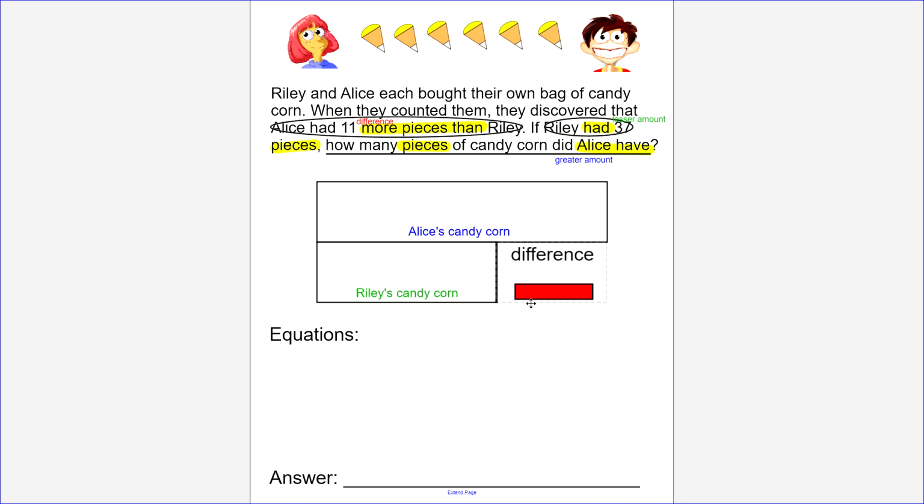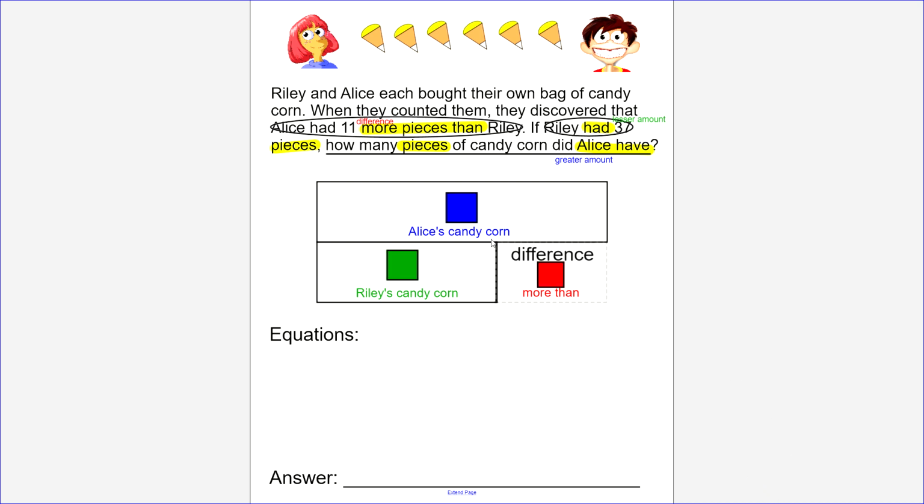Now, third grade, we need to pick the words we're going to use for the difference. Usually, when I'm labeling the difference, I like to use the compare words. Since the compare words were more pieces than, I'm going to put more than as my difference words. The difference is how many more Alice has than Riley. Now that we figured all that out, let's go ahead and add our numbers in.